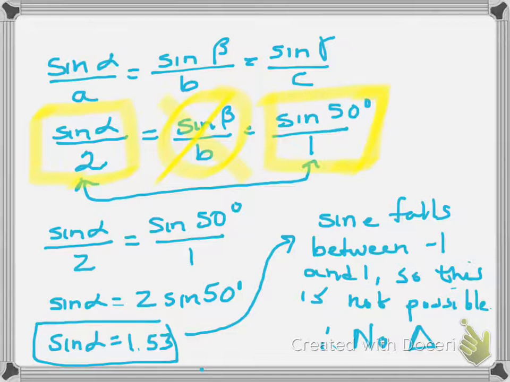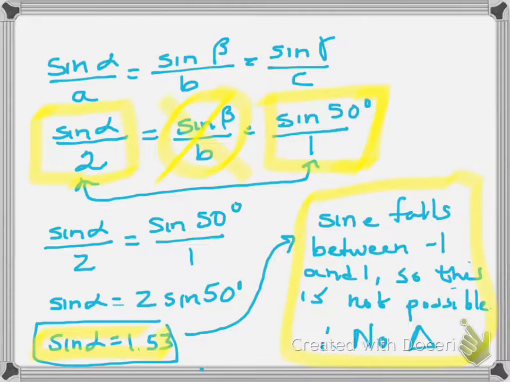So I have sine of alpha over 2 equals sine of 50 over 1. I cross multiply, and I get sine of alpha equals 2 sine of 50 degrees. That gives me sine of alpha equals 1.53. Now, if you put that into your calculator and try to do the inverse sine of 1.53, you're going to get an error. And this is why. As you know from graphing sine, sine falls between negative 1 and 1. Is 1.53 between negative 1 and 1? No, it's not. That means it is not possible.